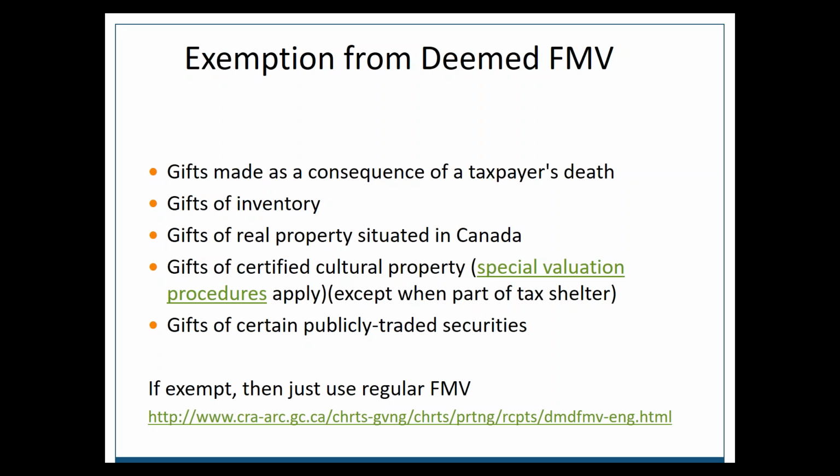So some of the exceptions are relating to if a gift is made as a result of a person dying, then whether they got it 3 years ahead of time or 2 years ahead of time is not that relevant. Okay? Gifts of inventory, that's when a company is giving something that is part of its inventory, as well as gifts of real property situated in Canada. So what the value of the real property in Canada is will be determined on the date that it's given to the charity, fully transferred to the charity, and not these deemed fair market value rules.